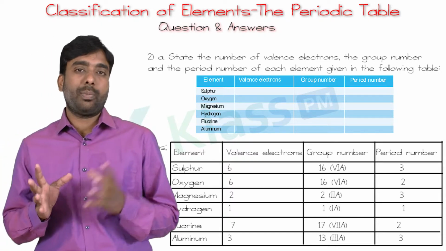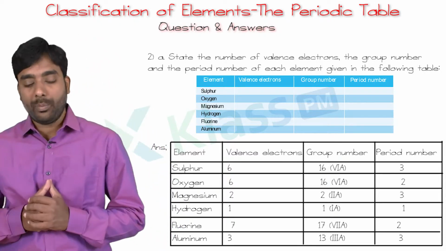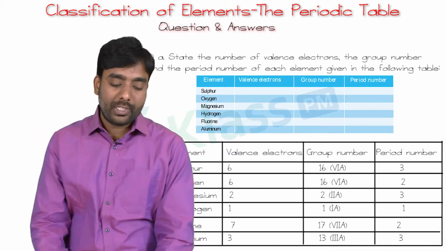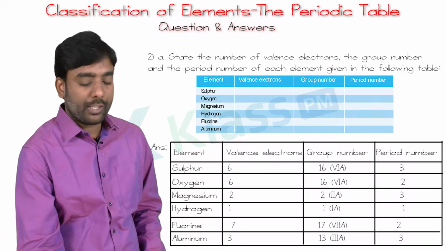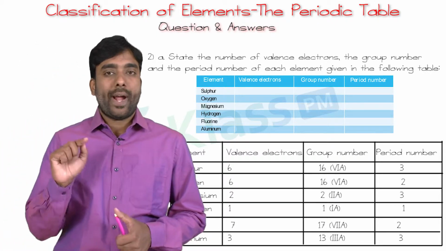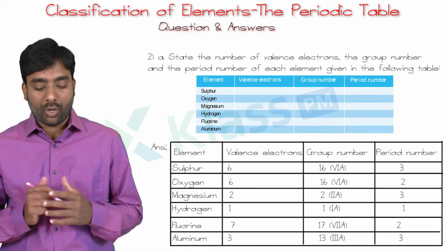6 plus 10 is 16, so it belongs to the 16th group. Also, which period does it belong to? See the valence electronic configuration, that is 3s2 3p4. So n is equal to 3, that's why it belongs to the third period.